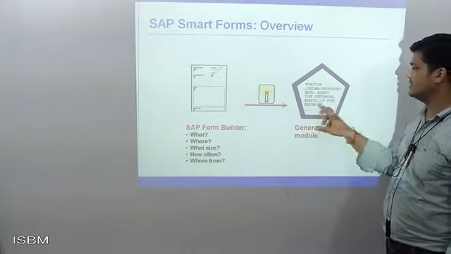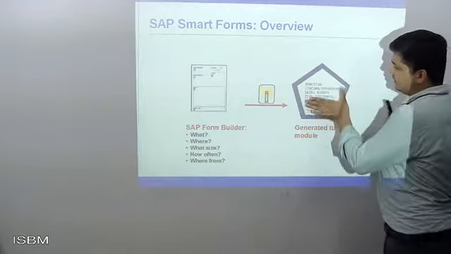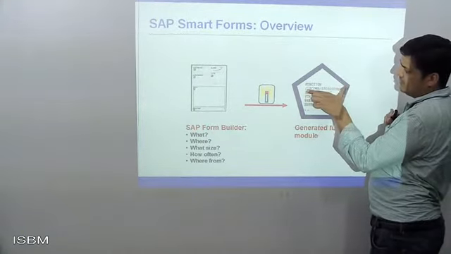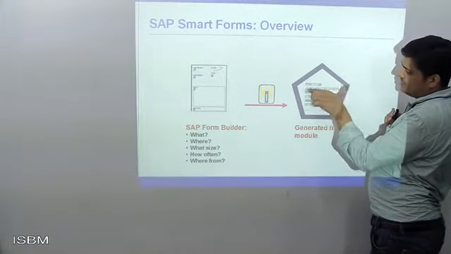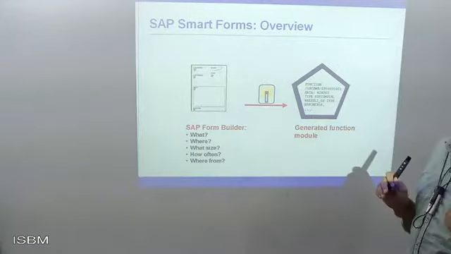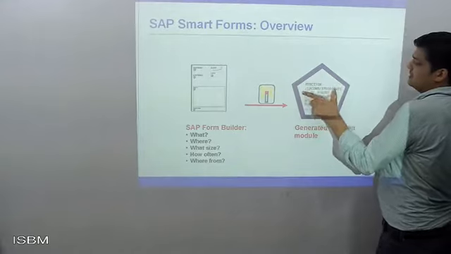It gives you some random number, so don't worry about that. This is the smart form function module. We will see the function module in detail when we learn about function modules. Basically, just keep in mind that this is the function module.